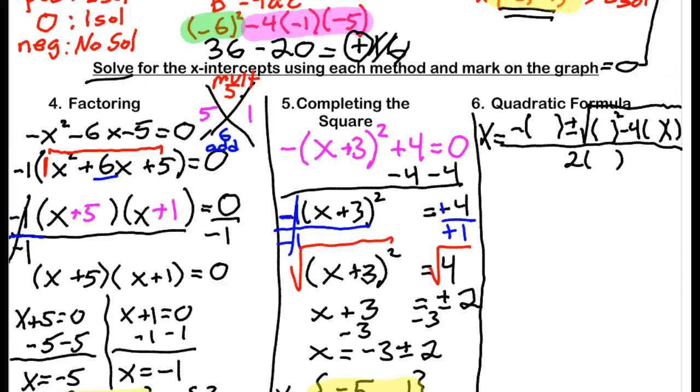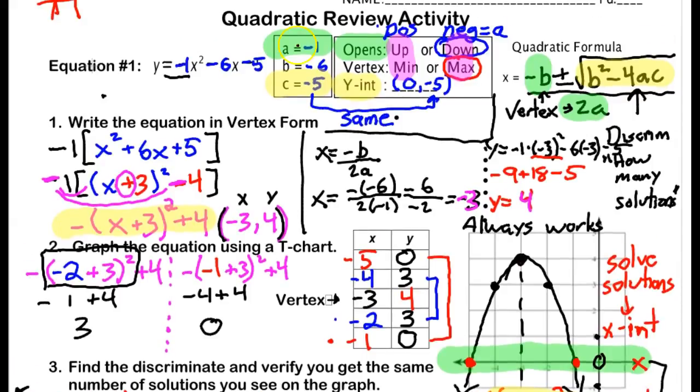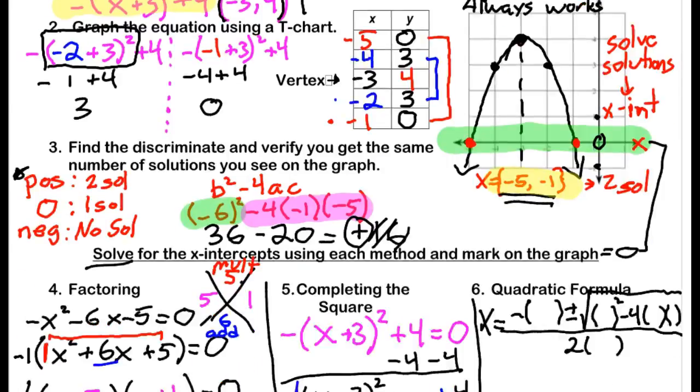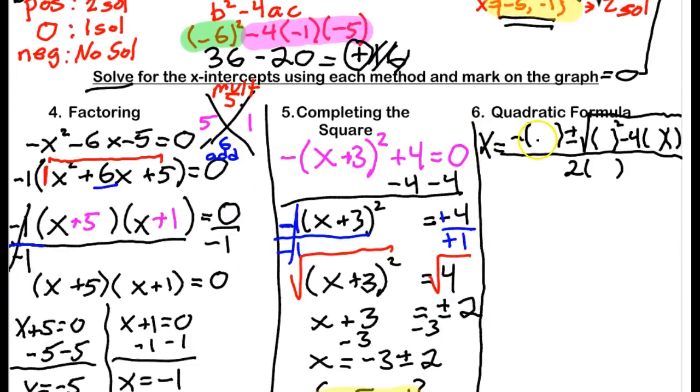So you use your A, B, and C from above. Again, A is -1, B is -6. There's 2 of those, right? There's 2 B's in the formula, here and here. There's 2 A's in the formula, here and here. And the last number, C, is the last number in the formula. So the B's are -6 and -6. A's are -1 and -1. And the C is -5.